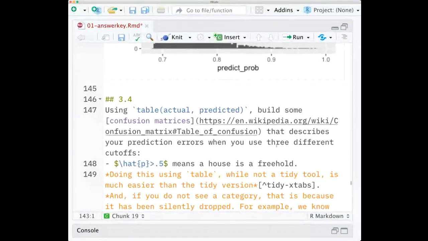So I asked you to build some of these. And I've given you a little hint in the actual thing. That's where I used emoji.